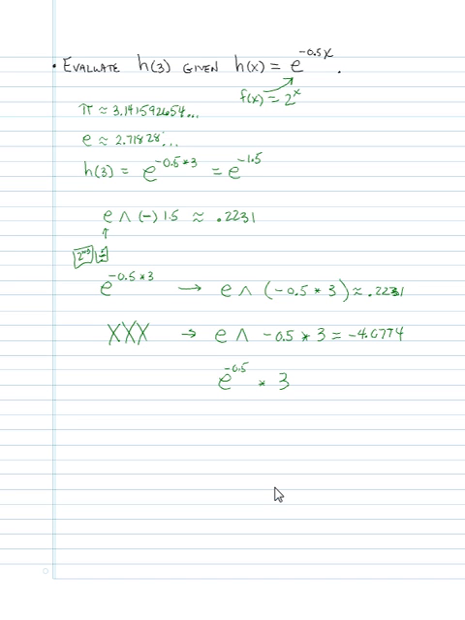You can see there's a big difference between those two answers. Well, this is wrong because we forgot the parentheses to tell the calculator that times 3 was part of the exponent. Those parentheses are necessary. So this would have been the correct way to enter that.